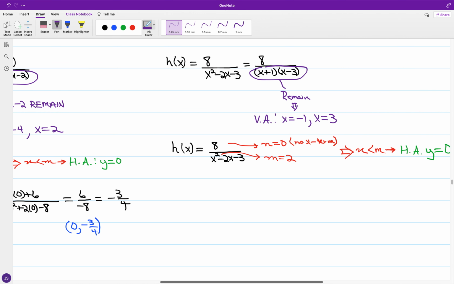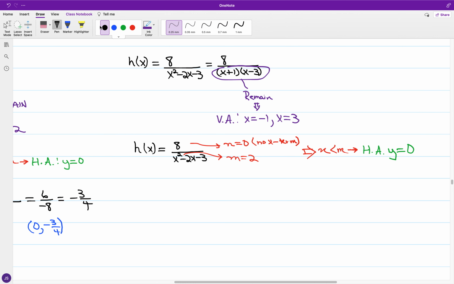And I believe that the tiebreaker is going to come down to which of the graphs will have the matching y-intercept. So for the y-intercept of h of x, we have that y is equal to h of 0. And we have 8 in the numerator, and we have 0 squared minus 2 times 0 minus 3, that is going to be -3. So we're going to have that y is equal to -8/3.